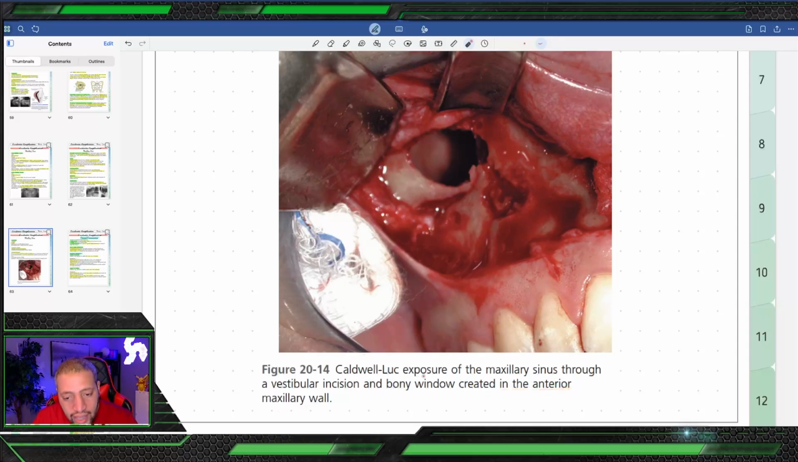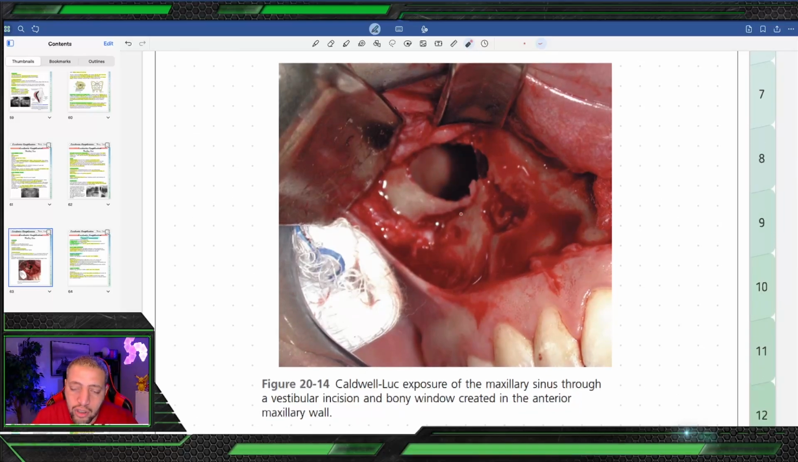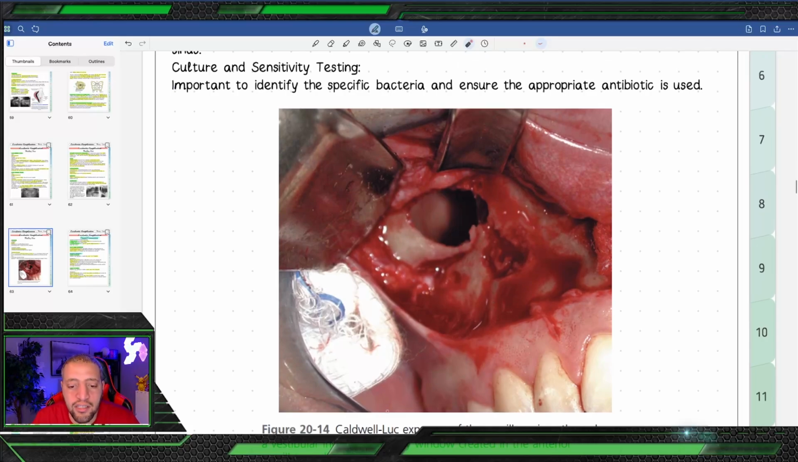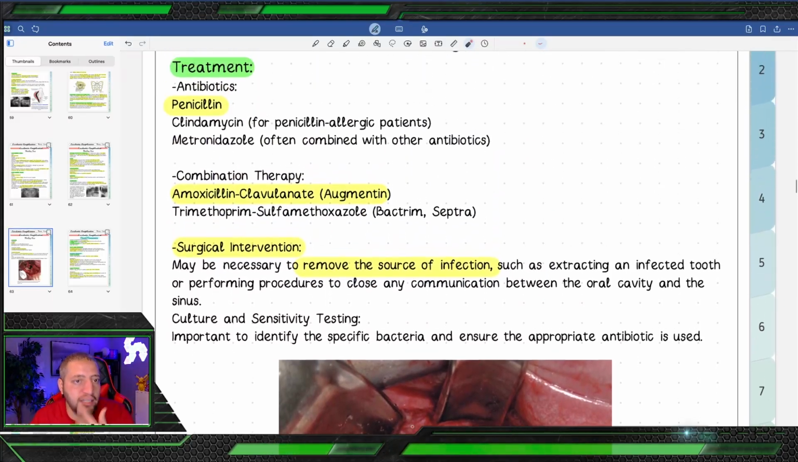So the Caldwell-Luc exposure gives access to the posterior wall, medial wall, lateral wall, and anterior wall of the maxillary sinus. Why do we do it? We do it because we have a foreign body inside the maxillary sinus. Whatever antibiotic, whatever treatment you are going to do, it will be nothing. So this is the incision and drainage for the maxillary sinus through this type of surgery, and it's done just posterior to the canine eminence here, okay?